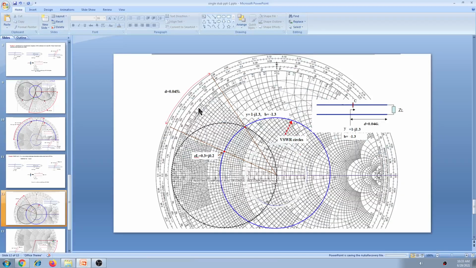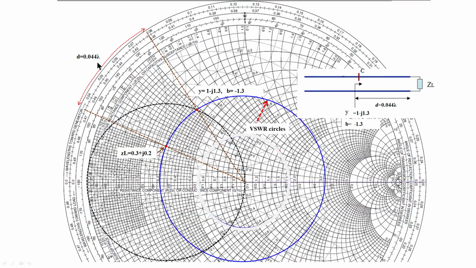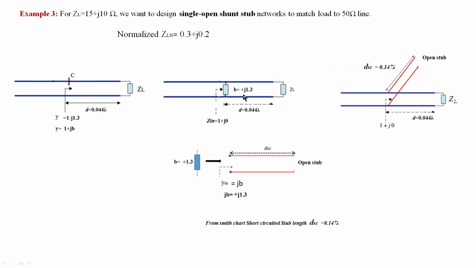You do it in your Smith chart. That is approximately 0.044 lambda. So we stopped here. This is the point where we stopped. What is the admittance there? Admittance is 1 minus j 1.3 at this position. So what next you have to do? You should connect the opposite susceptance at this position. Minus 1.3 is there, so you should connect plus 1.3 here. So plus 1.3 B value you should connect like this. At what distance should you connect? At 0.044 lambda.